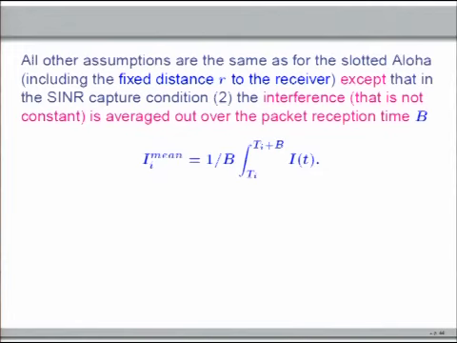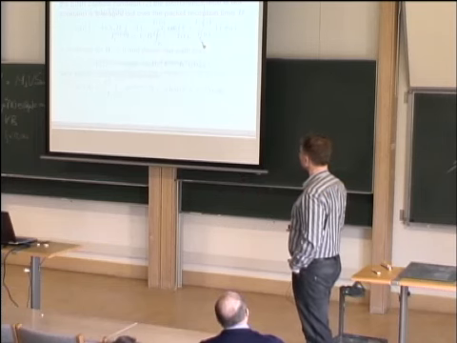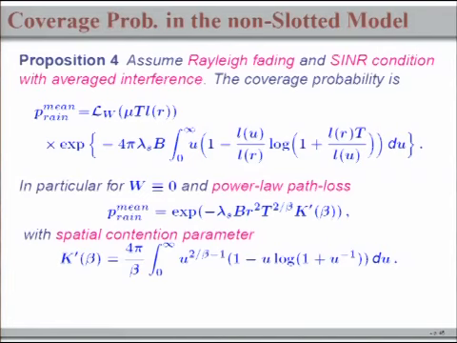There's one thing you have to say: what does interference mean in this case? If you assume some coding, because interference varies in time, then even during one transmission, some other transmissions start or terminate. Take the average, and you're able to prove very nice formulas, especially this one, which is exactly the same as the previous one for the slotted case, where now the spatial contention parameter is different, and is given by this formula.